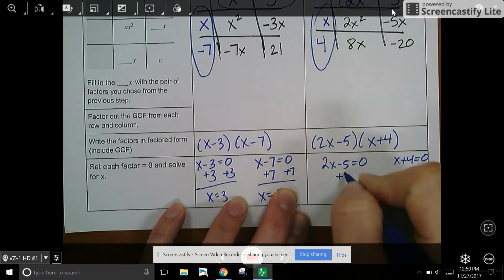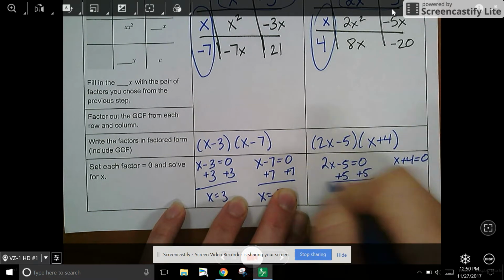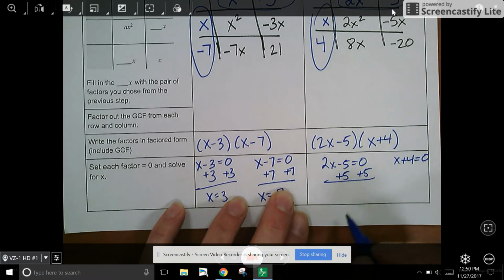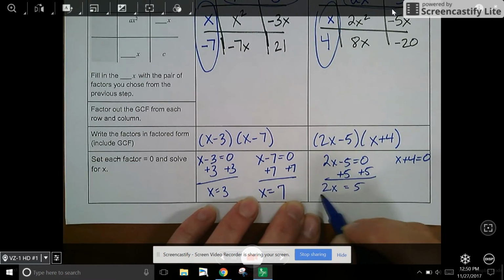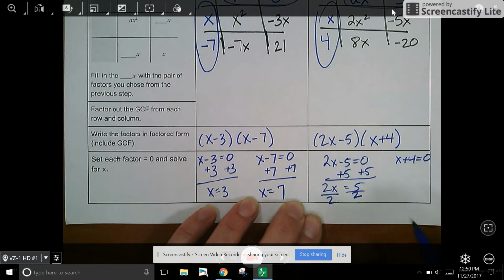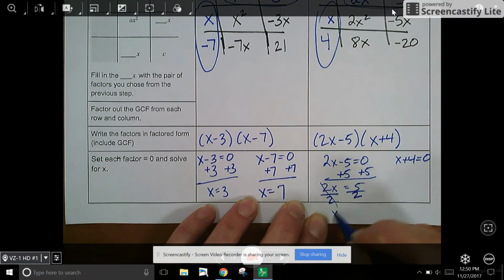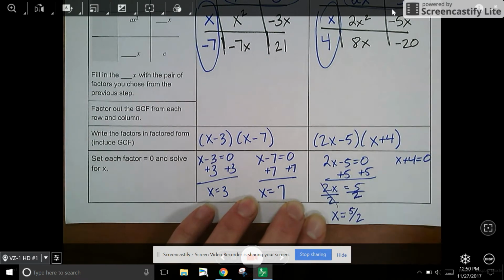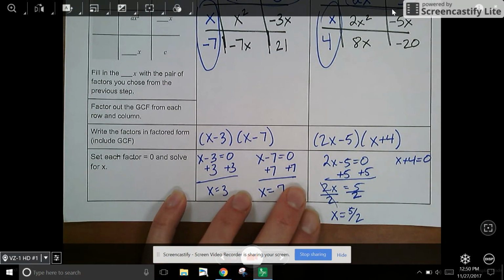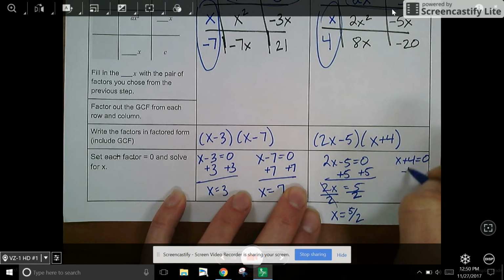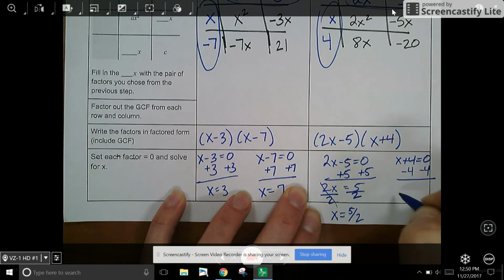And I'm just going to get x by itself. So here, because it's a minus 5, I'm going to add 5 to both sides, and I have 2x equals 5. I'm going to divide both sides by 2. These 2's cancel out, and I'm left with x equals 5/2. You do not need to put it as a decimal. You can just leave it like that as a fraction. And over here, I'm going to subtract 4 from both sides, and I'm left with x equals -4.